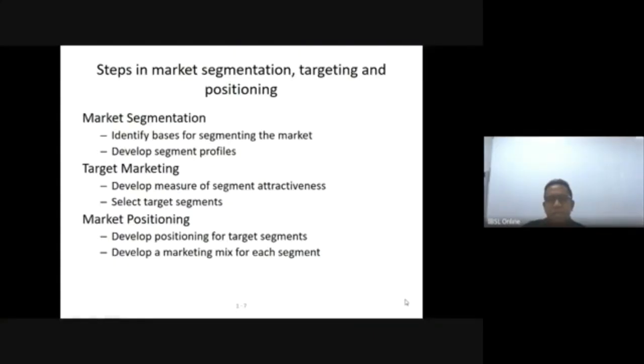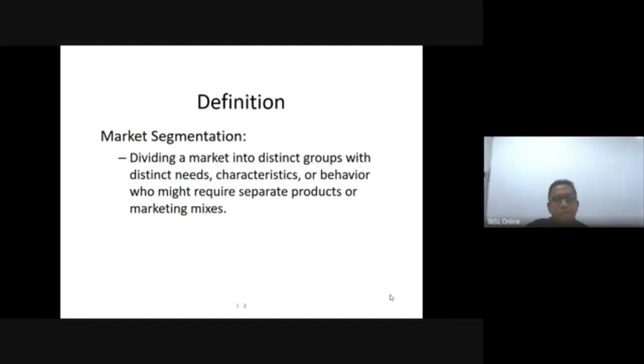Let me run through the slides again, I think, for your more clarity. What I was trying to show you is the clip that describes the marketing segmentation and targeting and positioning stages. But before I do that, let's understand the slides first. So market segmentation is, as we discussed, dividing the market into distinctive groups with distinct needs, characteristics, or behavior who might require separate products and marketing mixes.